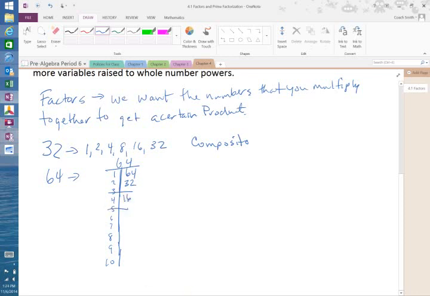5 doesn't go into it, so we mark it out. Does 6 go into it? Yeah, 6 times 9 is 64. So now 7 doesn't go into it. 8 times 8 equals 64. Okay, so 9 and 10 I don't need down there, so now I just start listing them. I start right here, and I work myself around back up to here. So that's 1, 2, 4, 8, 16, 32, 64. That way I don't leave any of them out.